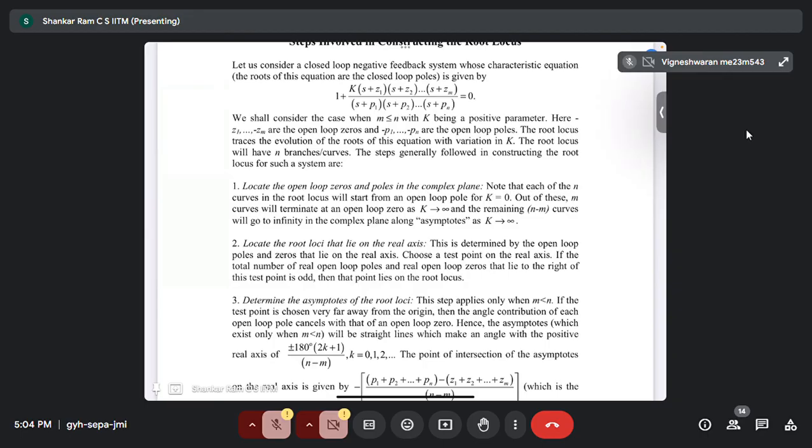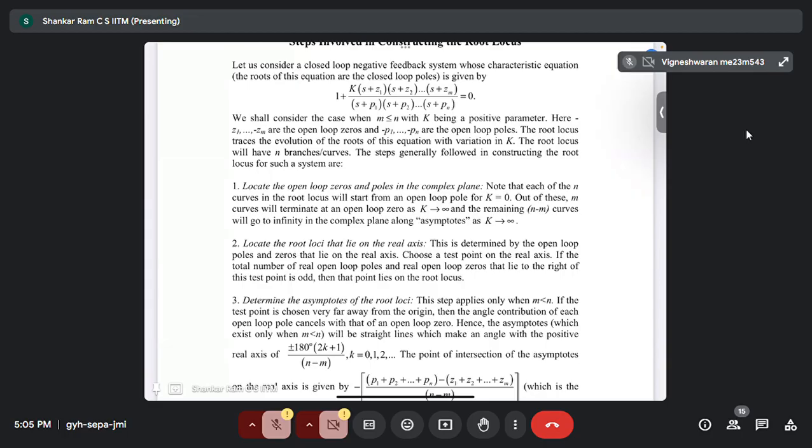Do you think the first step will change as indicated here? No, sir. Second step only. Yes. Please note that the main difference with positive feedback as opposed to negative feedback was a change in the angle condition. So whichever step uses the angle condition would now change. In the first step, there is no application of the angle condition, so it will remain the same.